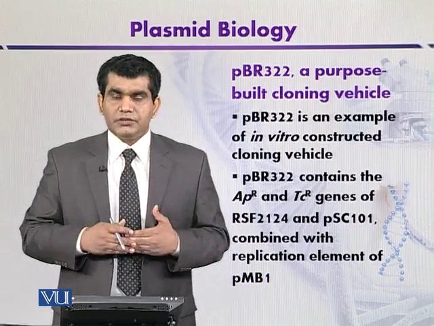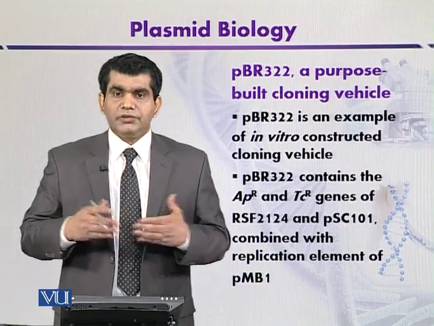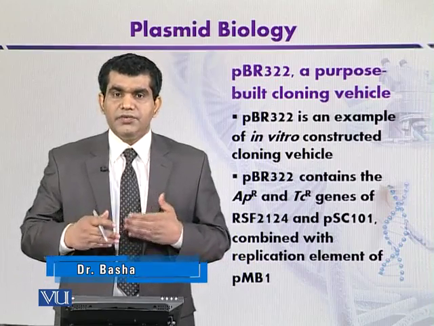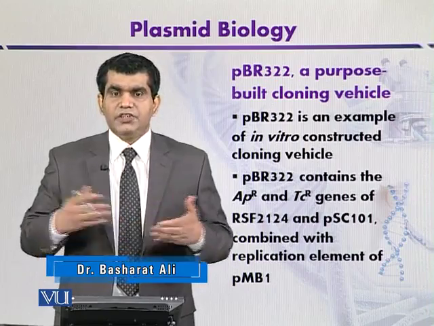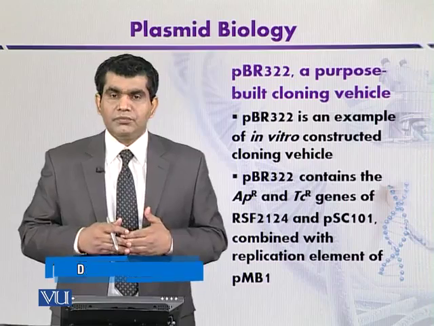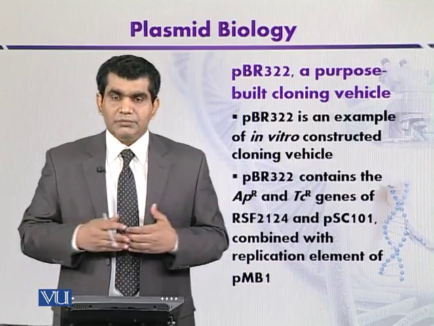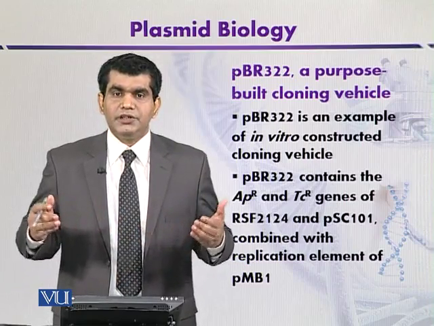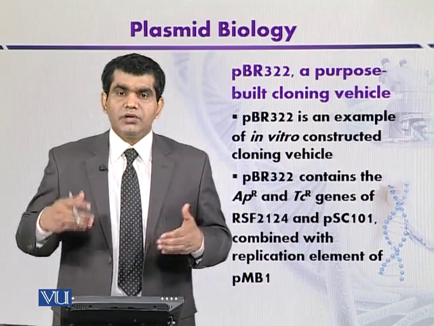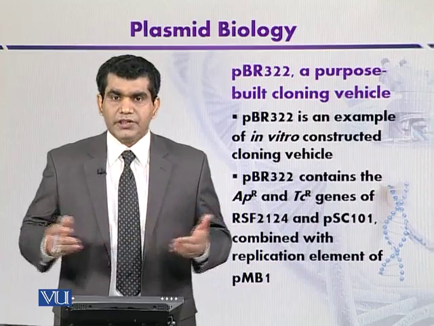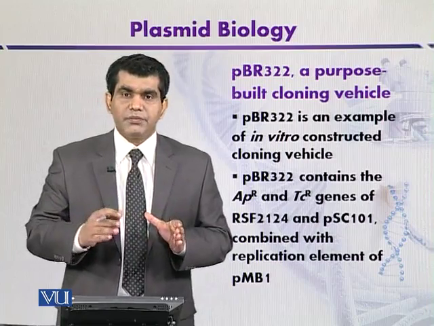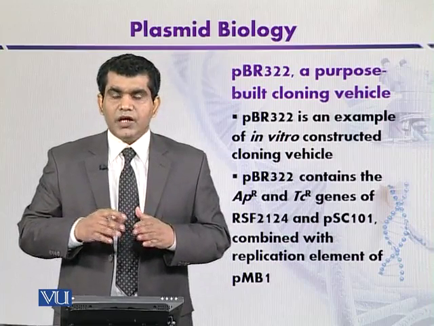So for this reason, biologists realized that one can create artificial plasmids that can be used as a cloning vector. And one of the examples is pBR322. It is an in vitro constructed cloning vector, and it has been produced by using different fragments from other plasmids.